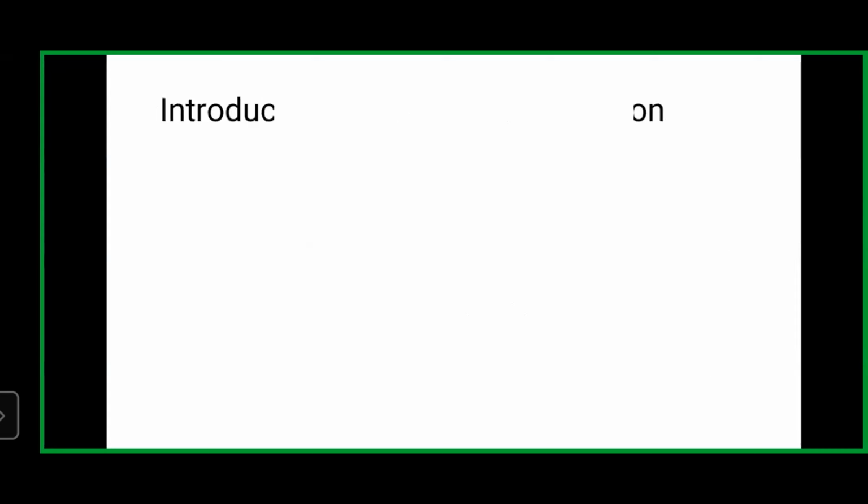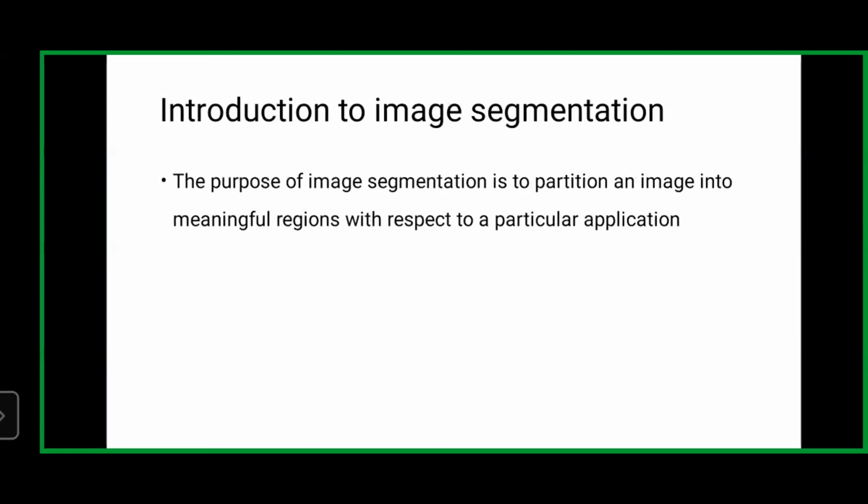Now, the introduction to image segmentation. What exactly is image segmentation? The purpose of image segmentation is to partition an image into meaningful regions with respect to a partition.